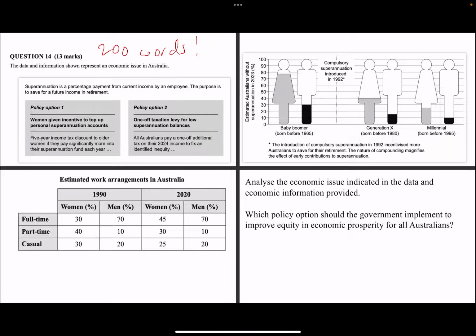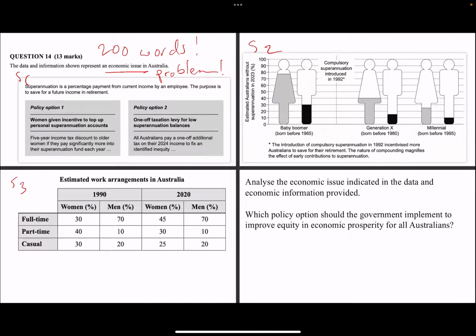Question 14 had 3 sources. We'll call them S1, S2 and S3, just to make it easy for ourselves. The data and information shown represent an economic issue in Australia. Once again, another word for issue is always a problem. Okay, it's a problem. What's the problem we're going to find?